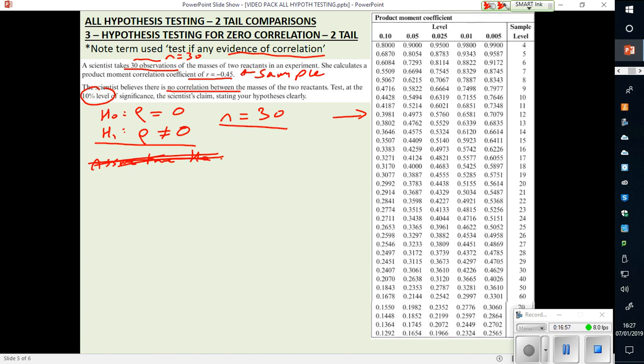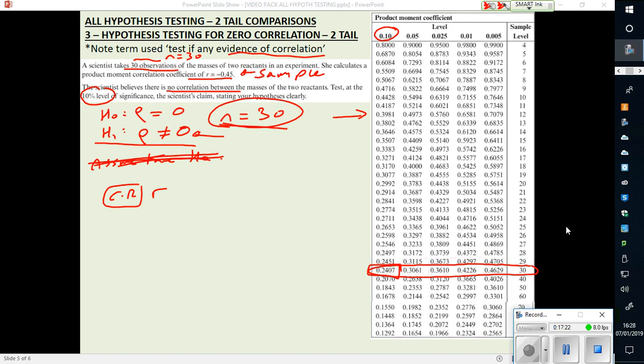So what we're going to do is go to n equals 30, and go to 10%. So 10% is here, and n equals 30 is here. So we're looking at this number here, because we're at 10%. So what we're saying is that the critical region is that R, because it's a two-tailed test... sorry, as this is a two-tailed test, I shouldn't be looking at 10%, I should be looking at 5% per tail. So actually, it's this one.